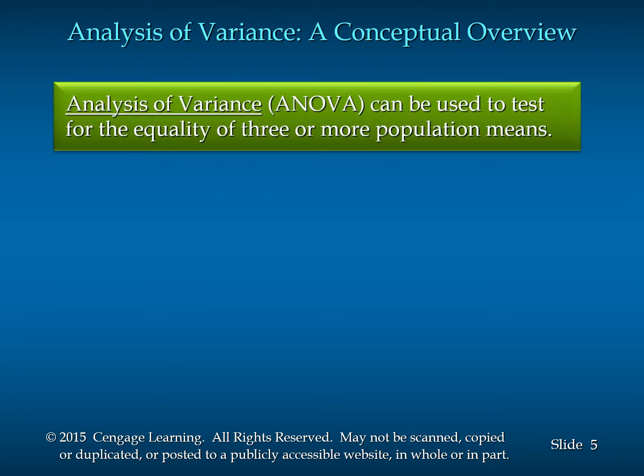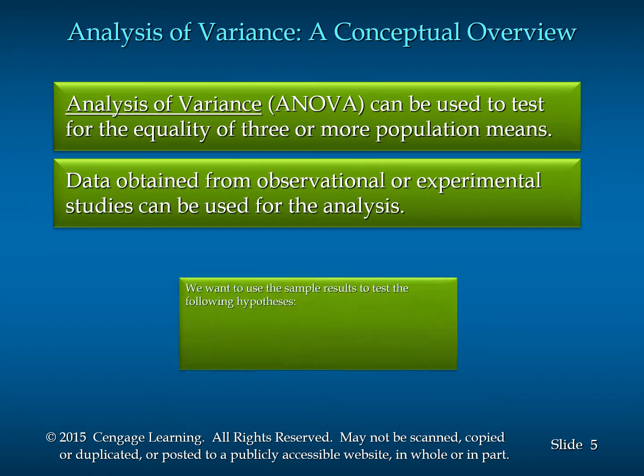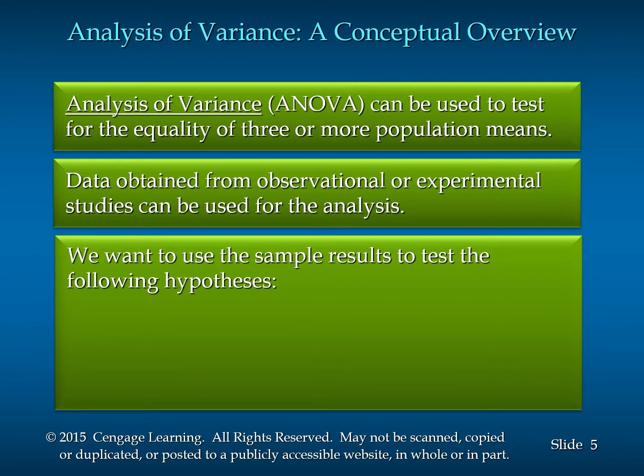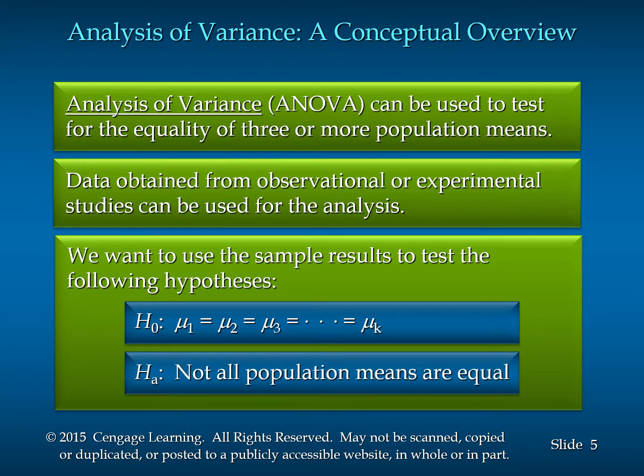In our last chapter, we considered inference about the difference between two population means. Analysis of variance, or ANOVA, can be used to test for the equality of three or more population means. Our null hypothesis will always be that all the population means are equal. And the alternative hypothesis is that not all the means are equal.